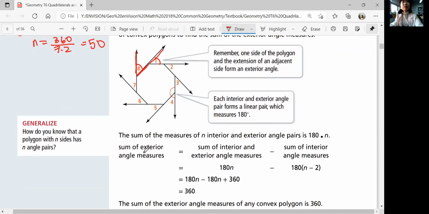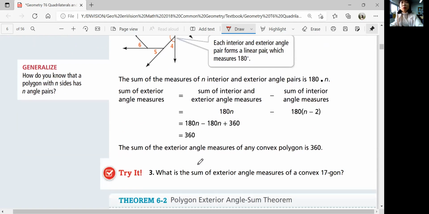So you can say the sum of exterior angle measures is equal to the sum of interior and exterior angle measures, which is 180n, minus the sum of interior angle measures, which is 180 times (n minus 2) using our theorem, right? And then solving and simplifying gives us 360 degrees. Coincidence? I think not. So the sum of the exterior angle measures of any convex polygon is 360 degrees. Okay, so try number 3. What's the sum of exterior angle measures of a convex 17-gon?